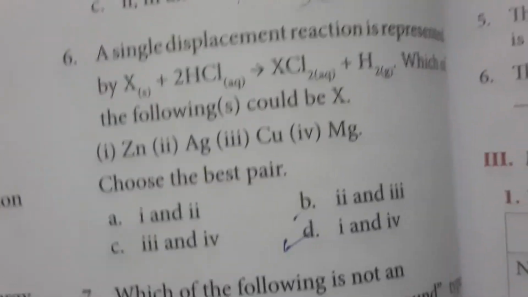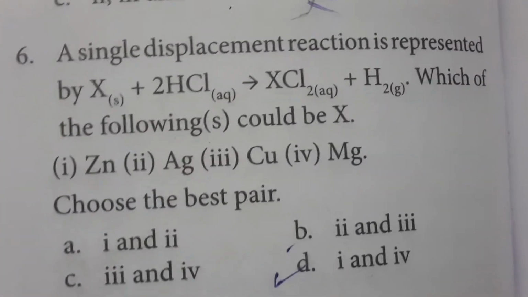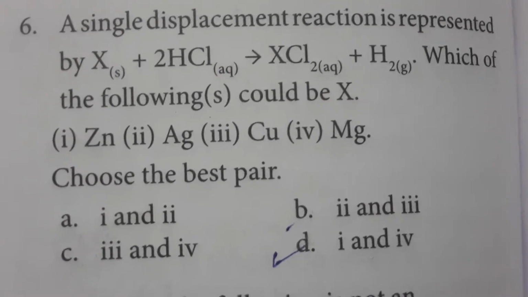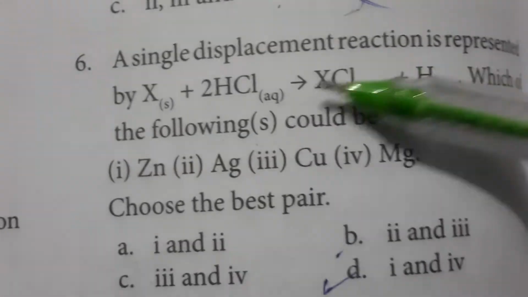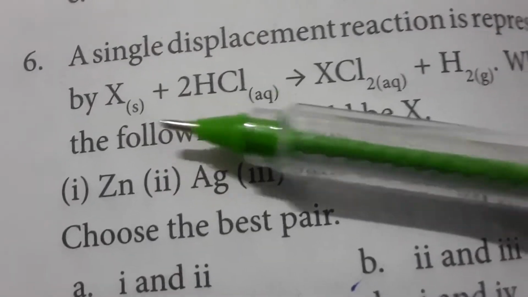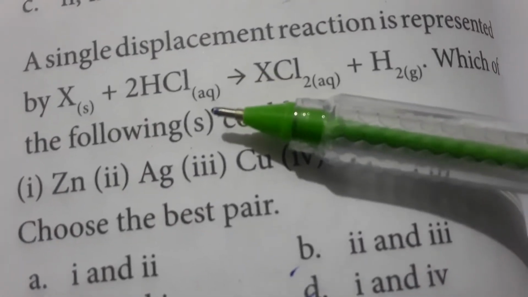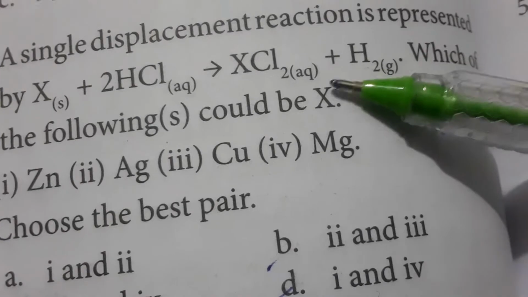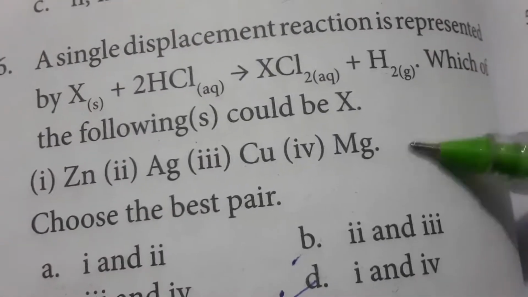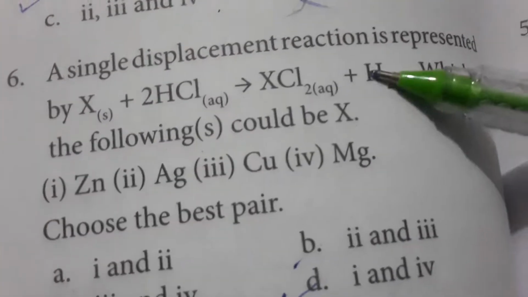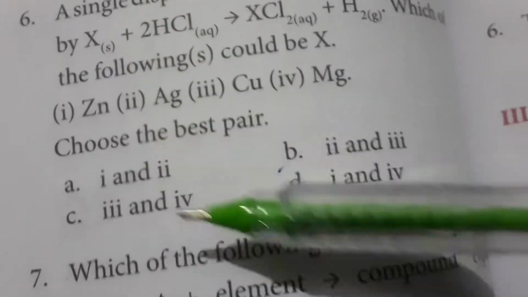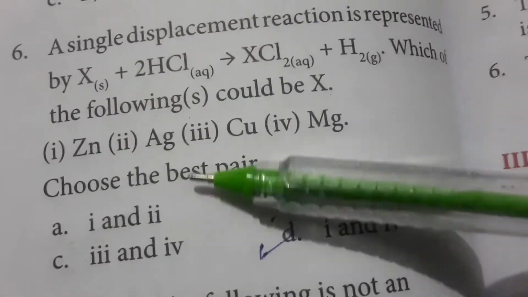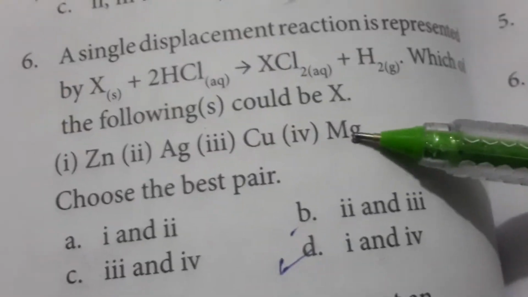And the next one is the sixth question. A single displacement reaction is represented by X(s), where s means solid, plus hydrochloric acid in aqueous condition. They give XCl in aqueous form and H2 in gaseous form. Which of the following could be the X? The options are zinc, silver, copper, and magnesium.